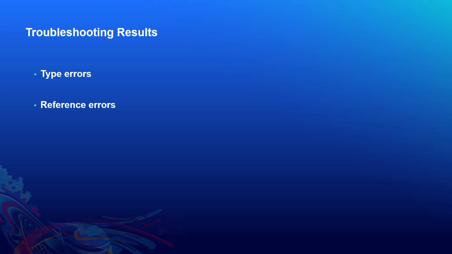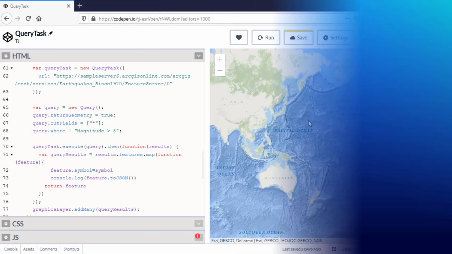Lastly, a good troubleshooting technique is to console log the results. It allows you to see if the results exist, as well as provide you with information regarding the properties and values present. Let's take a look at a demo.